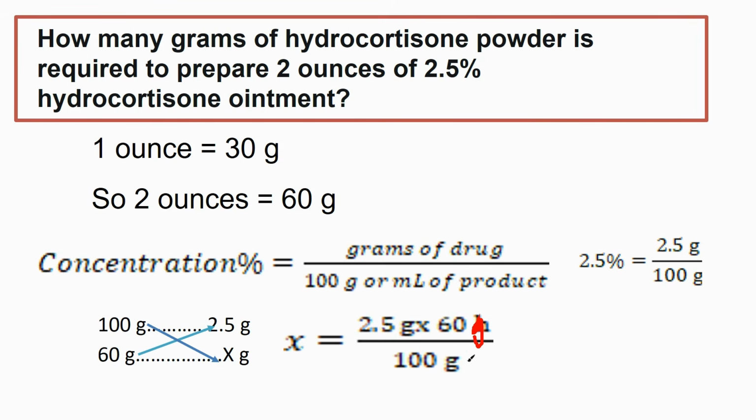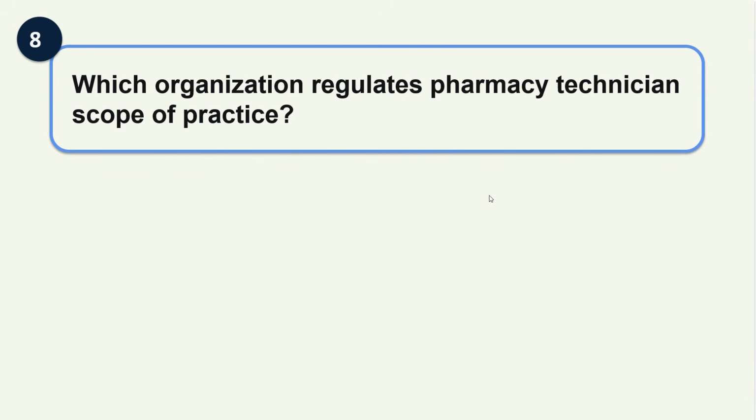And then you have 100 grams. So if you do that cross multiply, it comes to 1.5 grams. So therefore, the correct answer is 1.5 grams.